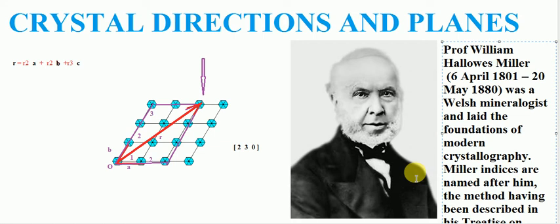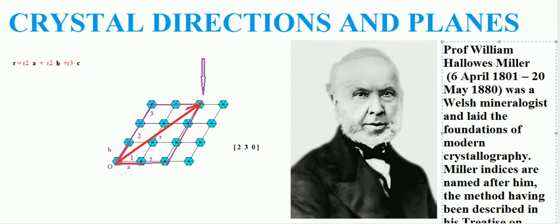He was a mineralogist, and he laid the foundations of modern crystallography. The representation introduced by Hallowes Miller is known as Miller indices. It is very common now to represent crystal directions and crystal planes.